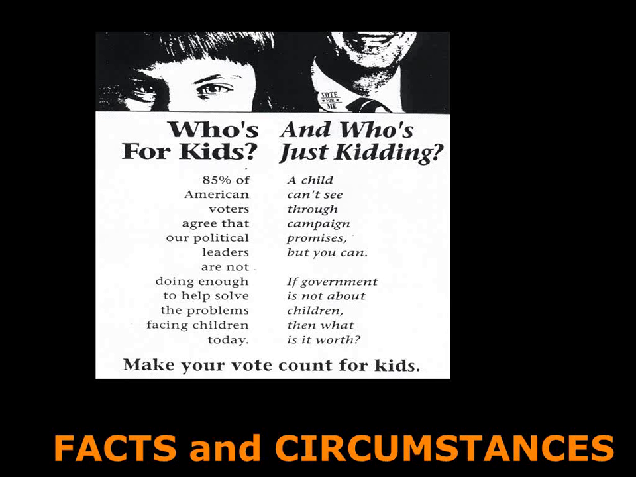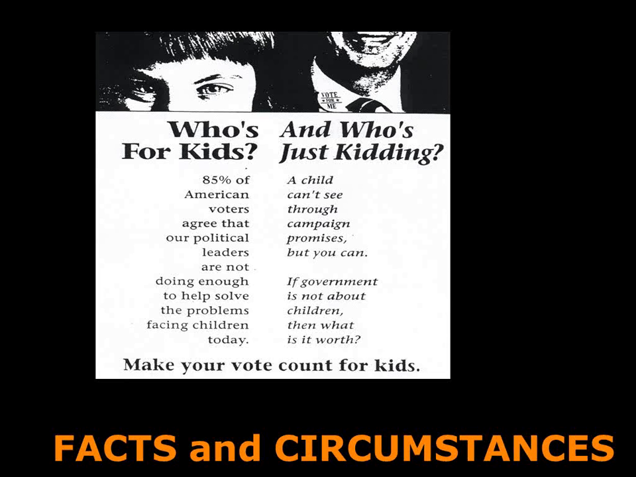So what we're going to do is start with a little example to demonstrate that facts and circumstances test. As you read on the screen, read along with me. This ad says, who's for kids and who's just kidding? 85% of American voters agree that our political leaders are not doing enough to help solve the problems facing children today. A child can't see through campaign promises, but you can. If government is not about children, then what is it worth? Make your vote count for kids.